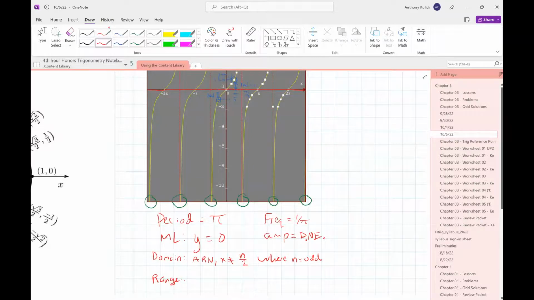What's the range going to be? The range is all real numbers here. Notice that we have an arrow pointing down, an arrow pointing up, and it's connected in between them. That covers all the y's for us.